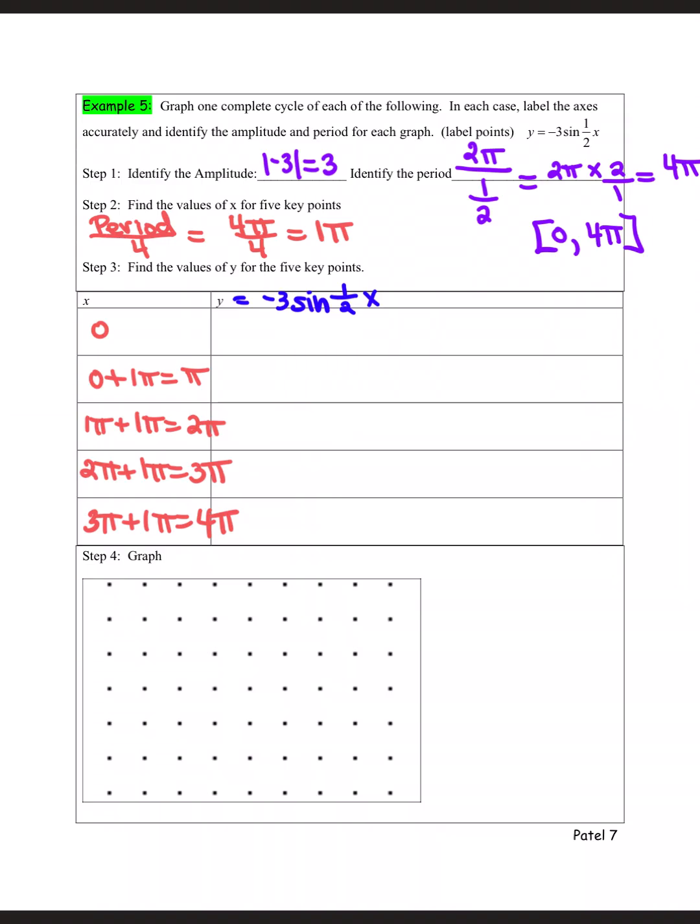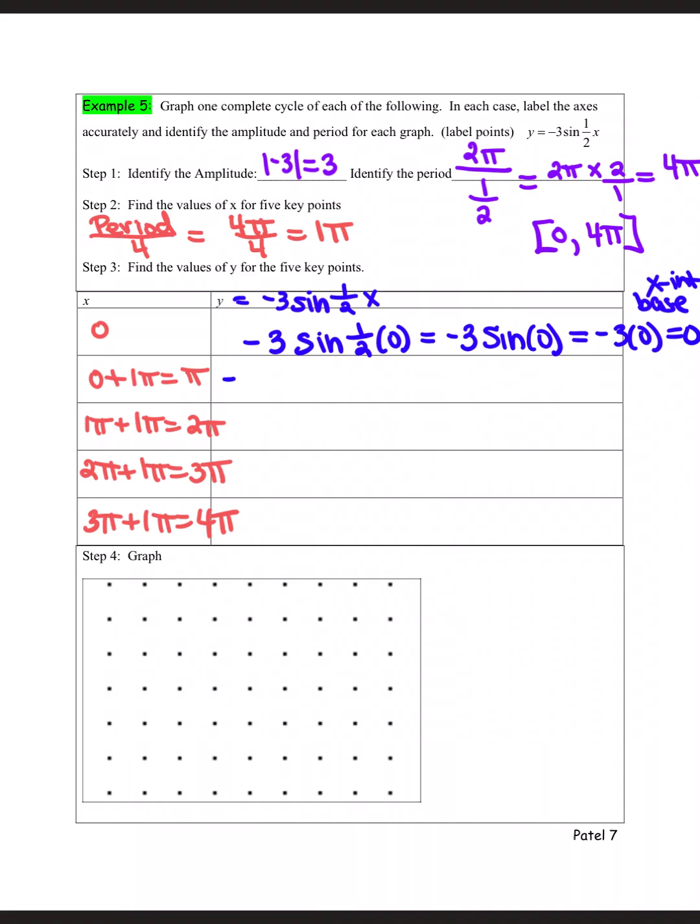And once again, you can use a calculator. I'm just working them by hand. So negative 3 sine of 1/2 times 0. So we know it's going to be negative 3 times sine of 0, because 1/2 times 0 is 0, and sine of 0 is 0. So negative 3 times 0 is 0. So notice we started at my base, or my x-intercept. The pattern is not switching.